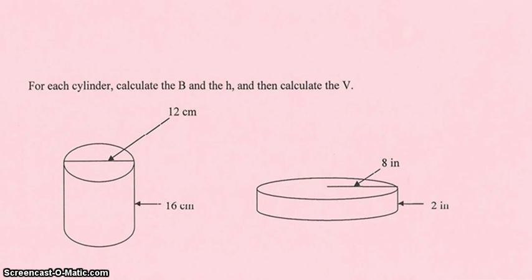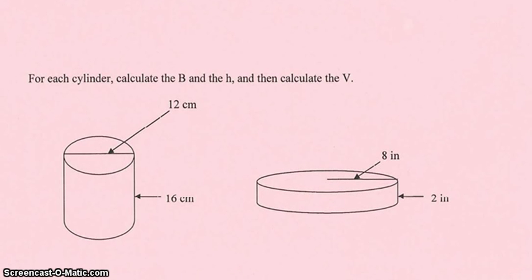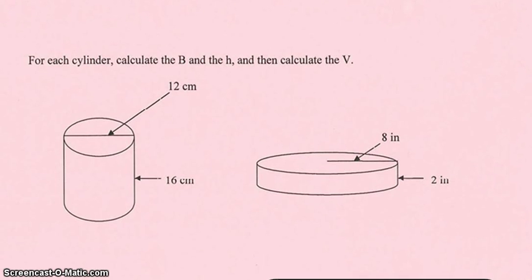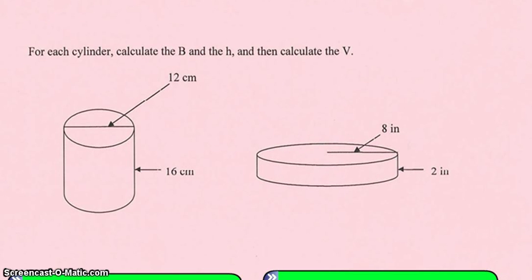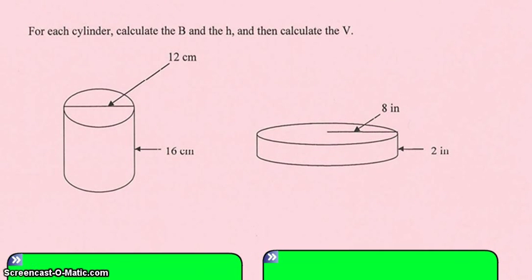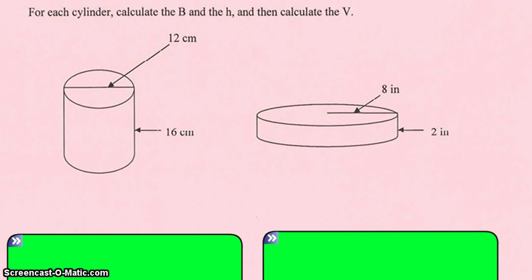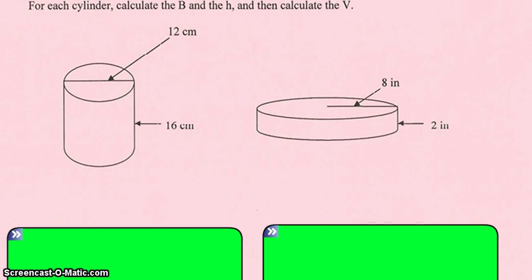Turn your notes to the next side. For each cylinder, I want you to calculate the B, area of base, and the H, and then calculate the V, or volume. So this first one right here, we're showing a diameter of 12 and a height of 16. Pause the video, find the area of the base and the height, and then calculate the volume. Press play once you're ready to check your answer.